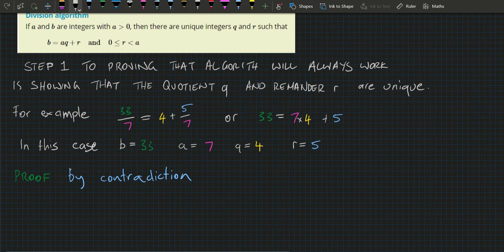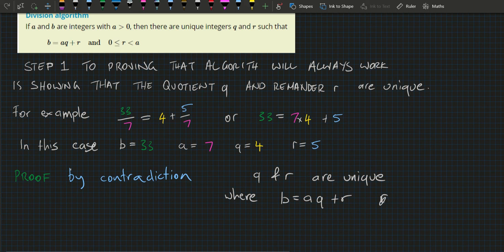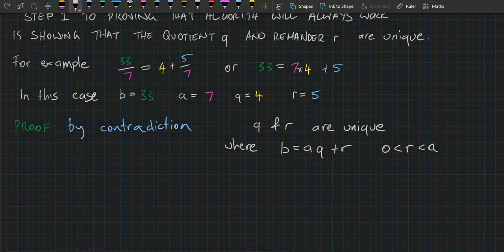Q and R are unique, where B is equal to A times Q plus R, and R is between 0 and A. Okay, so if they weren't unique, let's make a claim.